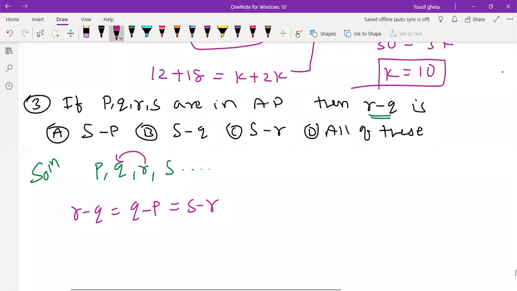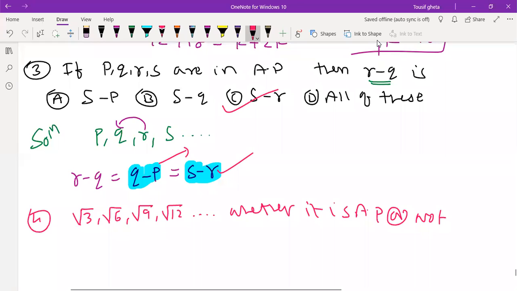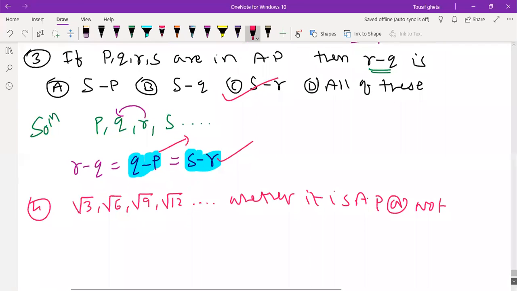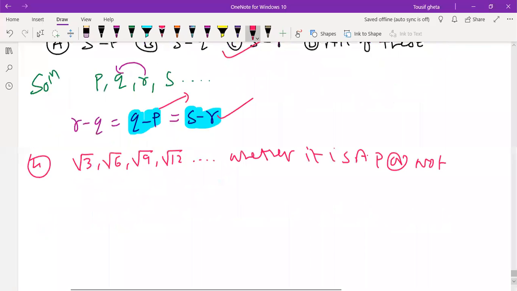So it can be any option. It can be Q minus P also, or it can be S minus R. We need to see which one they gave. So, okay, yeah, you can see here. S minus R is given. If they gave Q minus P also correct, but option is not there, Q minus P. Right, okay, solution.